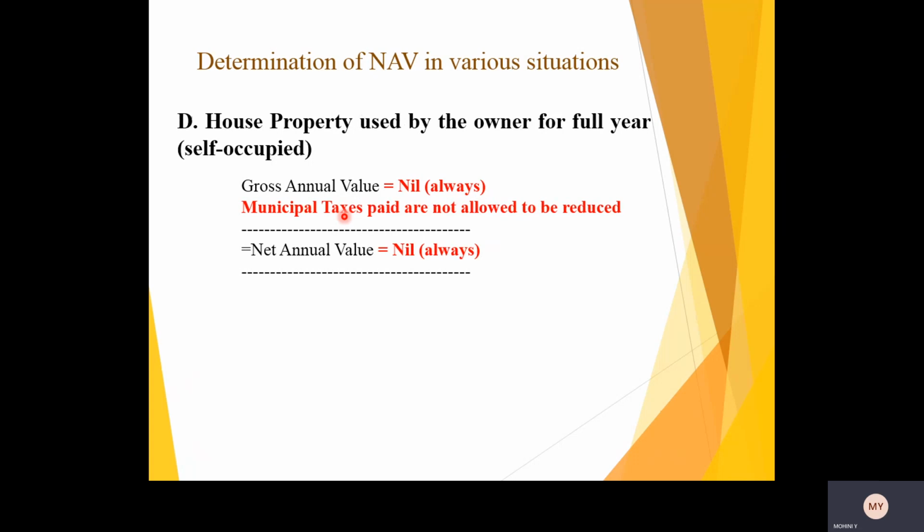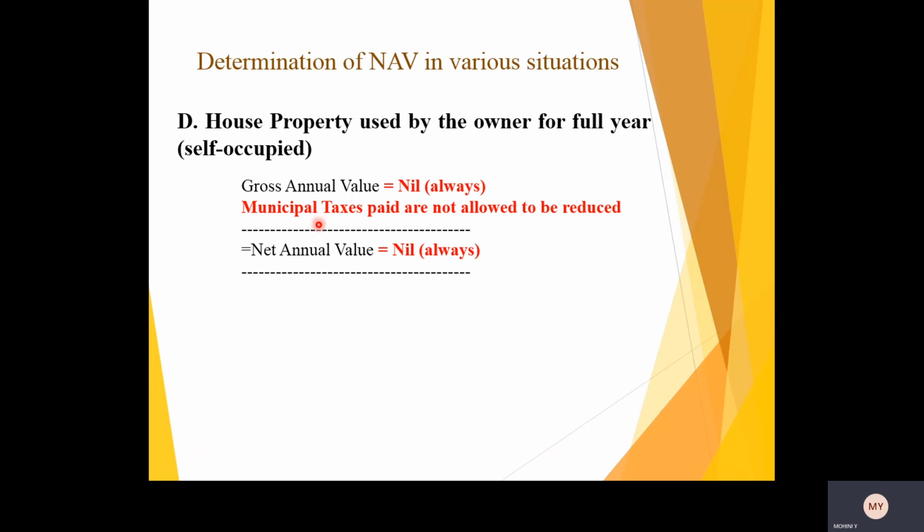Okay, now this is the D scenario. In this case, the house property is used by the owner. It means it is self-occupied, means the owner is using his own property for his own residential purposes. Okay, so in this case, the gross annual value is nil. It is always zero. Okay, the income from the house property is not giving you any value. It is zero because you are not giving your own property on rent to anyone. But in this case, municipal taxes paid are not allowed to be reduced. So in this case, your net annual value will always be zero.